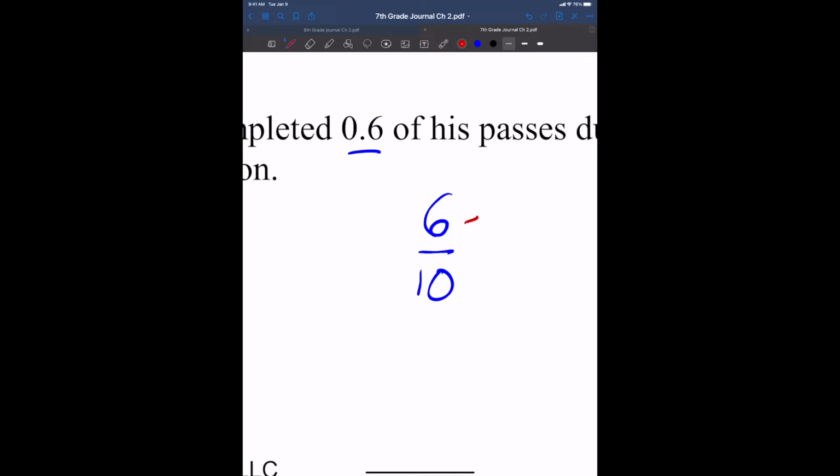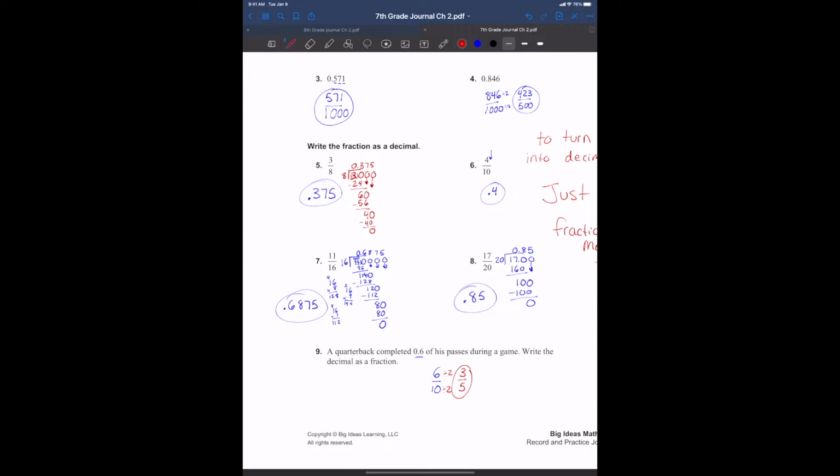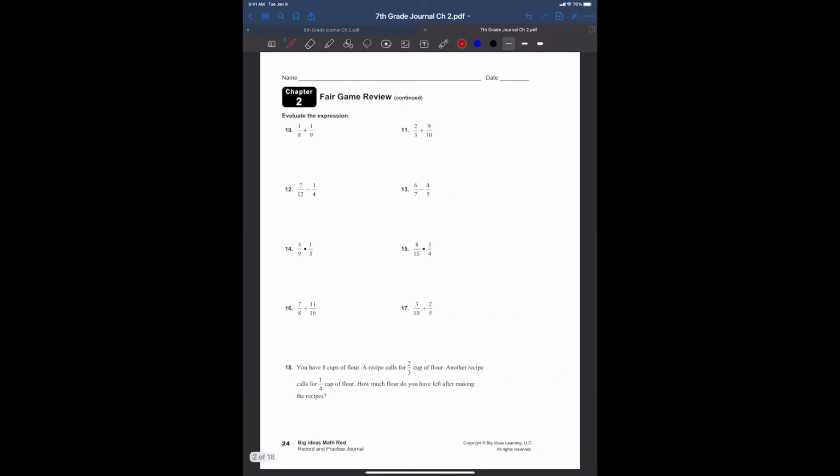What do I take out for each of these? A 2. 3 over 5. Yeah, 3/5, and that cannot reduce any further, correct? Okay, that means 3 out of the 5 times he completes his passes. Interesting.